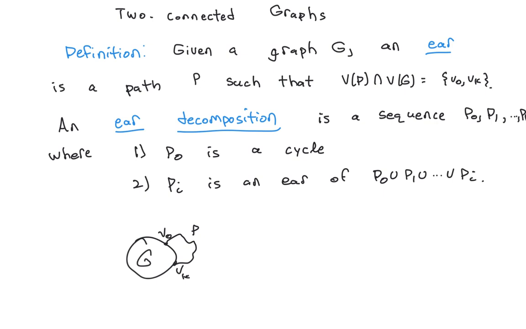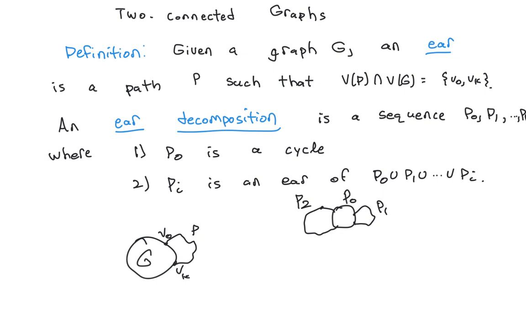Now an ear decomposition is a sequence P0 through Pk with the property that P sub 0 is a cycle and P sub i is an ear of the union of the previous parts in the decomposition. So in other words, an ear decomposition looks like you start with a cycle and then you start adding on ears.